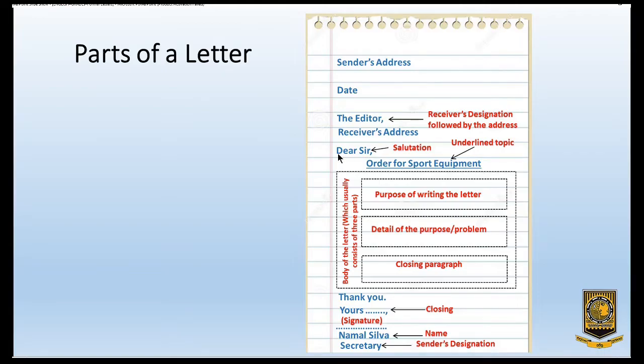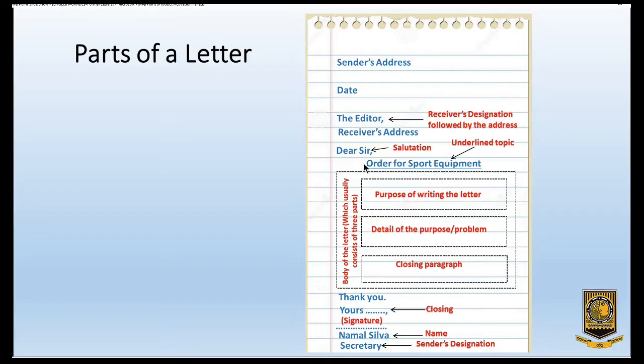It is the same as it is in informal letters. You start with dear, then you put sir or madam or the surname of the person: dear Mr. John, dear Mr. Silva. Or if you do not know whether the person is female or male, you can put dear sir or madam. Then at the end you have to put a comma.